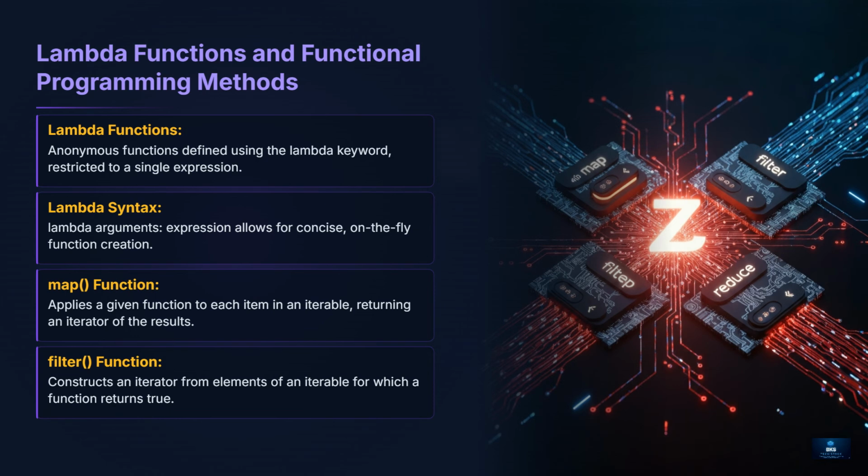Finally, let's explore lambda functions and Python's functional programming tools. Lambda functions are concise, anonymous functions, perfect for quick, single-expression operations. Their simple syntax, lambda arguments: expression, makes them very handy. These pair perfectly with functional methods like map, which applies a function to every item in an iterable, filter, which selects items based on a condition, and reduce from the functools module for cumulative operations on an iterable.